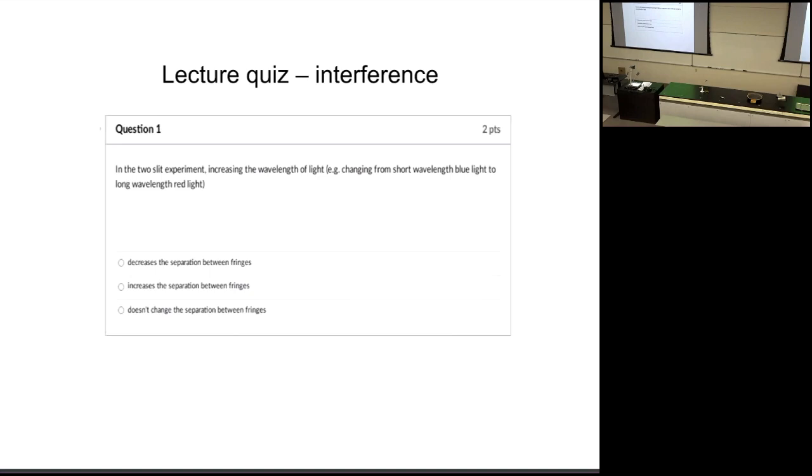So this is a quiz question about the two-slit experiment. Imagine doing the two-slit experiment, and then imagine that you change the wavelength. You increase the wavelength. So if you increase the wavelength, you would go from the short wavelength, blue end of the spectrum, towards the red wavelength, the long end of the spectrum. So if you do that, do the bright fringes get closer together on the screen, or do they get further apart? That's the question.